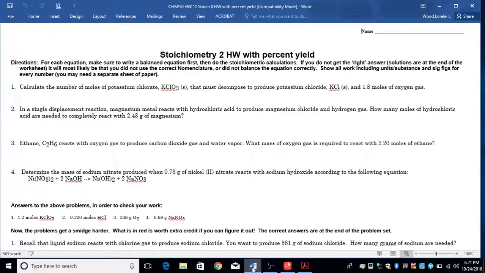What mass of oxygen gas, and we want to know how many grams of oxygen gas are required to react with 2.2 moles of ethane. So 2.20 moles of this stuff. All right. So here's my picture. I'm going to share my picture with you.